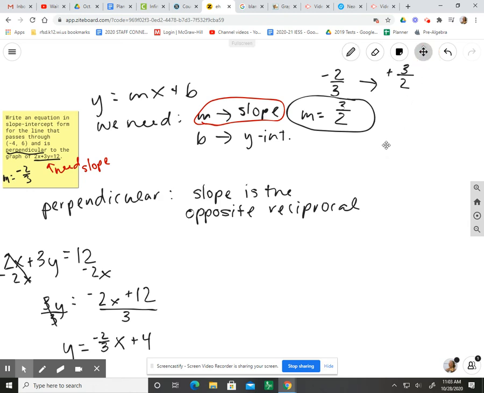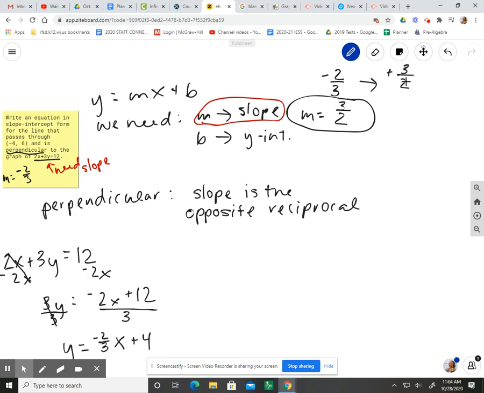All right, so we got some of our information now. We found the slope of the given line by writing it in slope-intercept form. Now we find the slope of the perpendicular line, which is the opposite reciprocal of the given line's slope. The last thing we need to do is find the equation of the perpendicular line using point-slope form, and I will write this in blue.